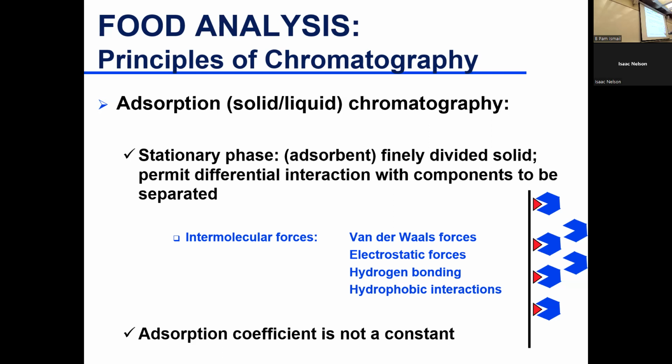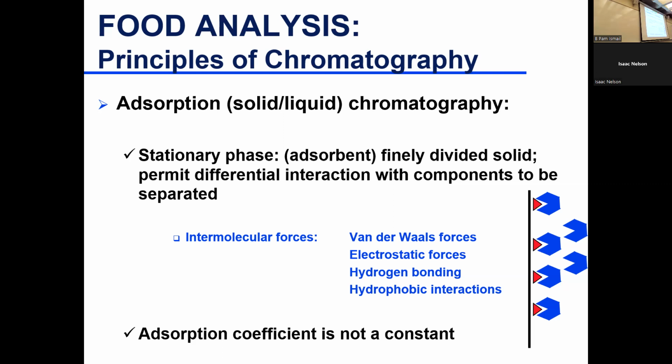Here in adsorption chromatography, the coefficient is not constant. Partition coefficient is constant because you have a liquid and a liquid, and the compounds partition between the two liquids. But the adsorption coefficient is not a constant. And in this case, how much sample you inject on the column is very important.